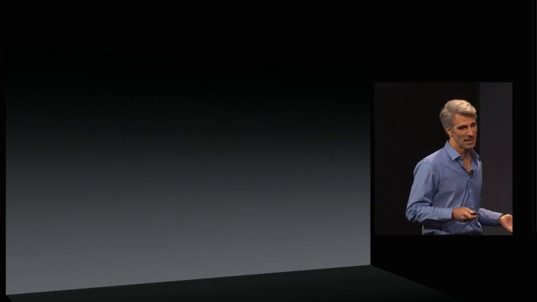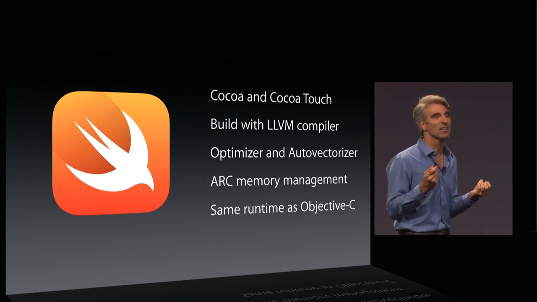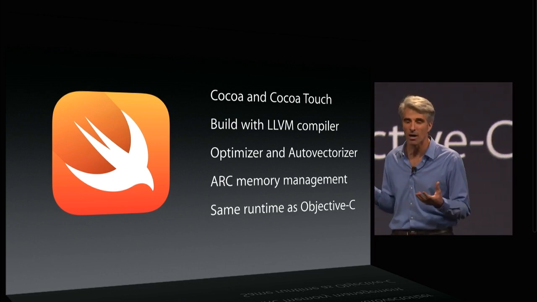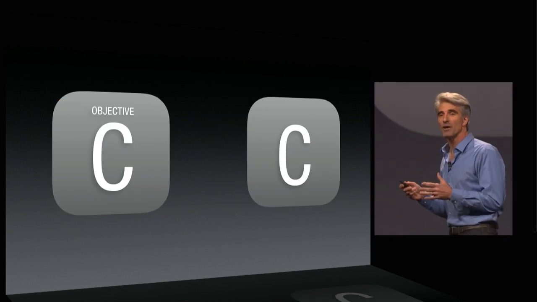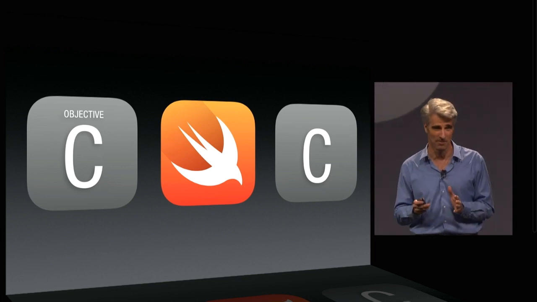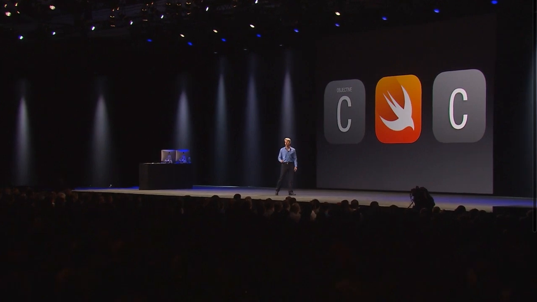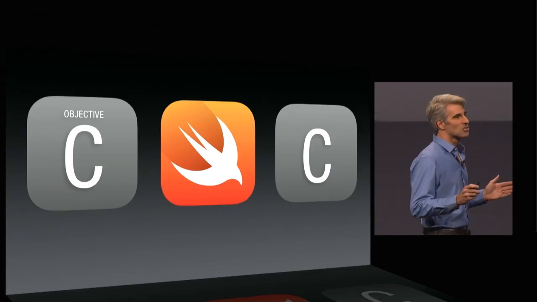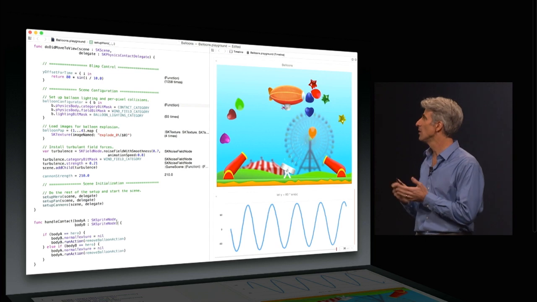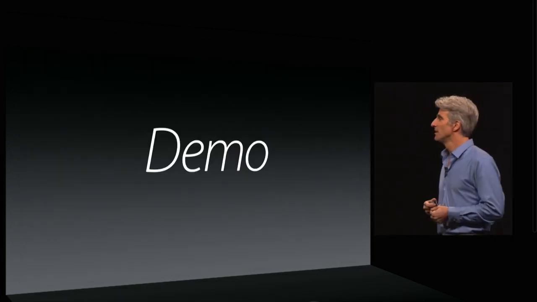They just aren't possible. Now, Swift is completely native to Cocoa and Cocoa Touch. It's built with the same LLVM compiler as Objective-C, using the same optimizer and auto-vectorizer, and it has the same ARC memory management model and the same runtime, which means that your Swift code can fit right alongside your Objective-C and your C code in the same application. Now, Swift also enables a level of dynamism and interactivity in development that we've never seen before, with a feature we call Playgrounds. To demonstrate Swift and Playgrounds in action, I'd like to bring to the stage Chris Lattner.